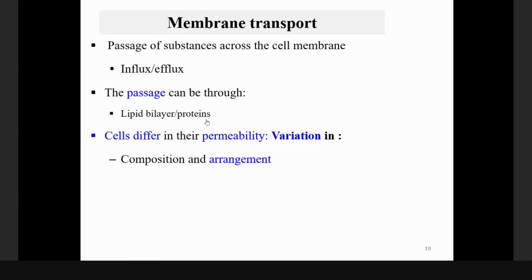Okay. So that process can be through the lipid bilayer with no proteins, or it can be with proteins.